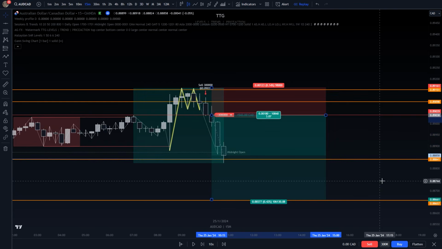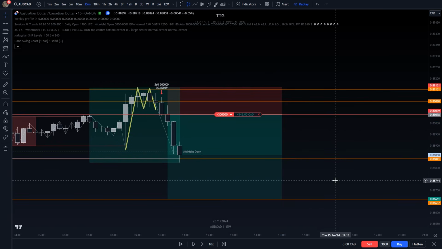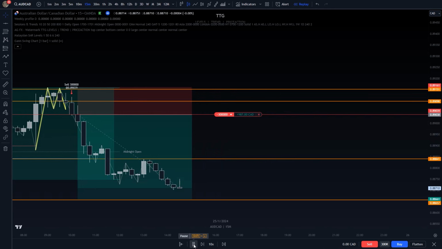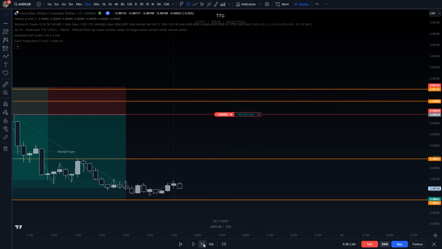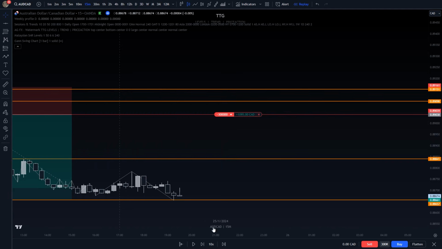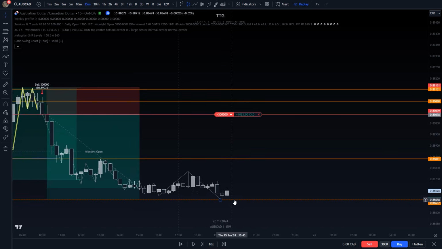Of course this is not always the case, but this is the basic idea, combining higher time frame Malaysian SNR key levels and lower time frame entries. With that you can find, in my opinion, high probability setups.